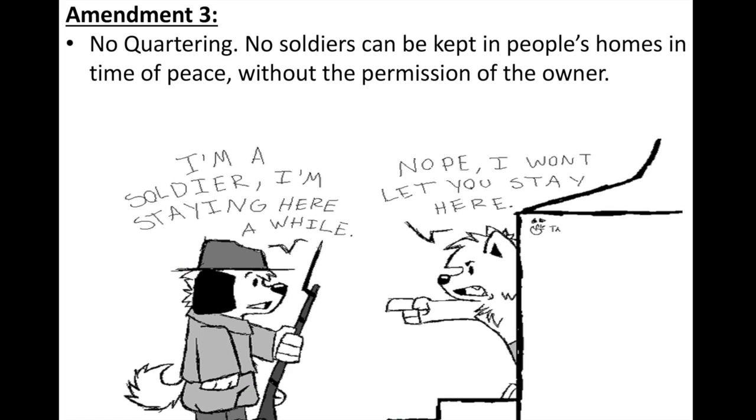Amendment number 3 means no quartering. So you guys took my class, so you guys are smarter than the average bear. This means quartering, if you remember. During the American Revolution, the British king would force the colonists to house British soldiers, to feed them, clothe them, give up their homes. So Amendment number 3 protects United States citizens from the government forcing soldiers to live in their homes. So no soldiers can be kept in people's homes in time of peace without permission of the owner.